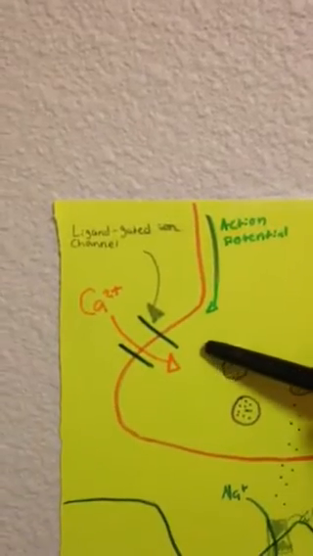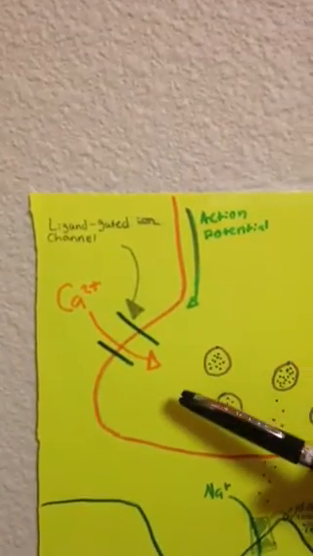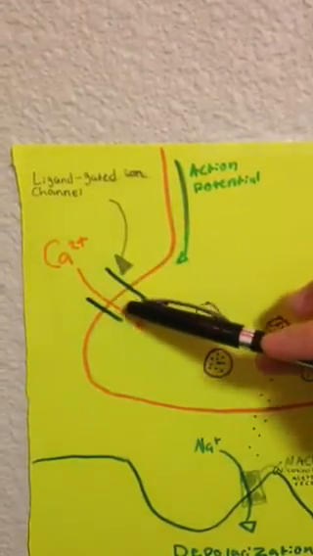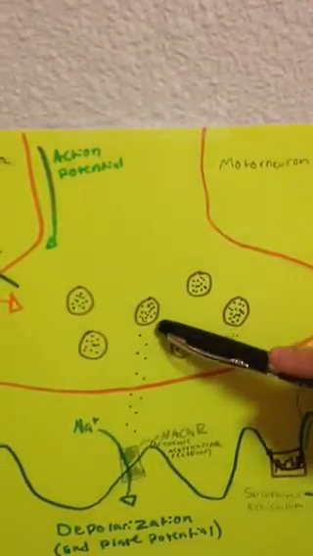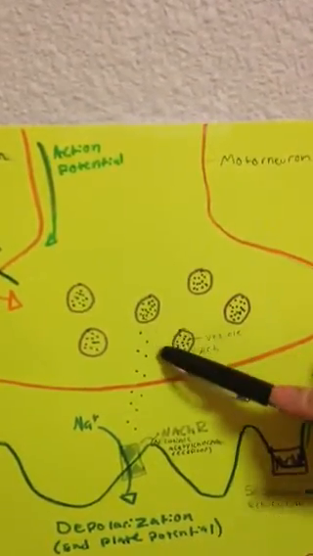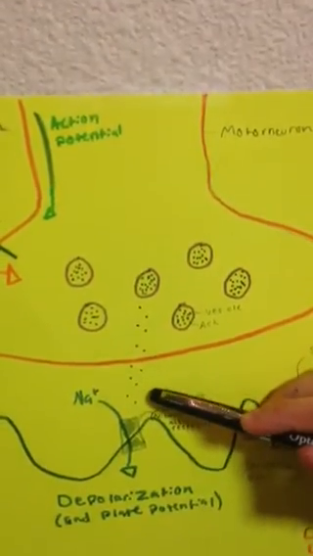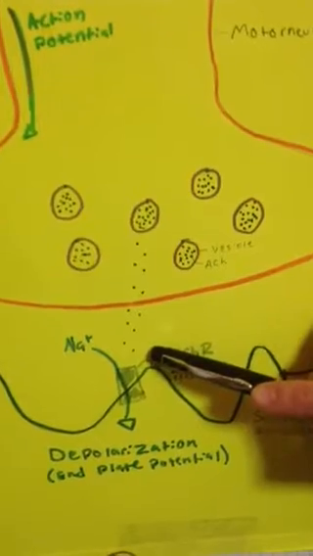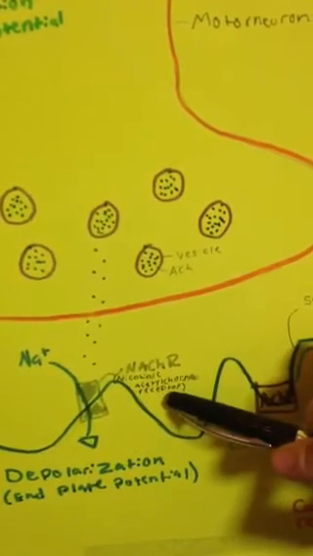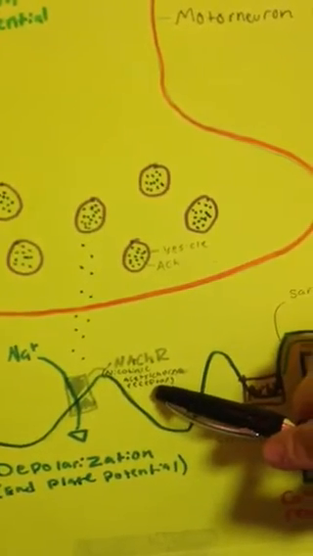Excitation-contraction coupling process. It begins with the action potential that travels down the motor neuron axon and causes a depolarization at the axon terminal. This then opens the ligand ion channel, which allows calcium to enter into the cell. This then causes the exocytosis of the vesicles that contain acetylcholine. The acetylcholine then diffuses across the neuromuscular junction and opens the nicotinic acetylcholine receptor, also known as NACHR.